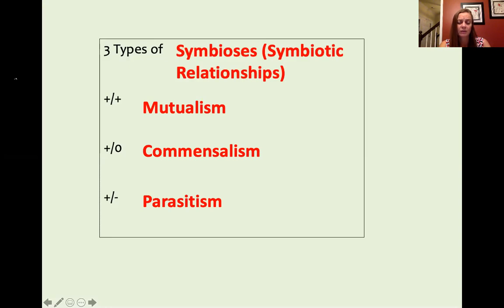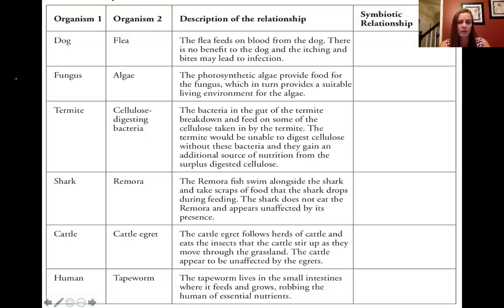So I'm sure you guys can already come up with some examples, but we're going to talk about a few. So if we were to talk about a dog and a flea, the flea feeds on blood from the dog, and the dog isn't benefited. The itching and the bites might lead to infection. So what do we think that is? We're going to call that parasitism because that does have a deleterious effect on the dog, but a positive impact for the flea.